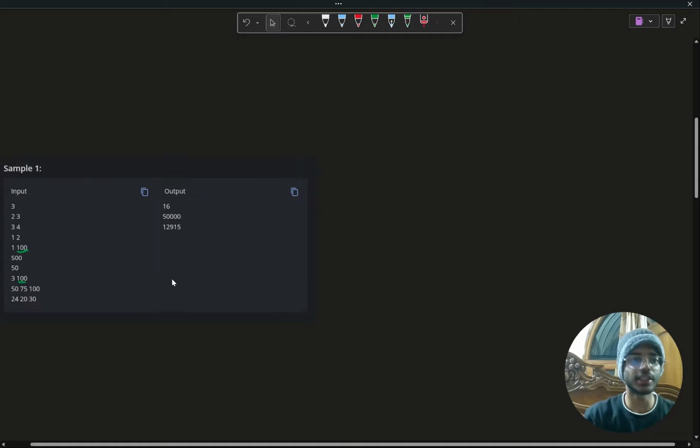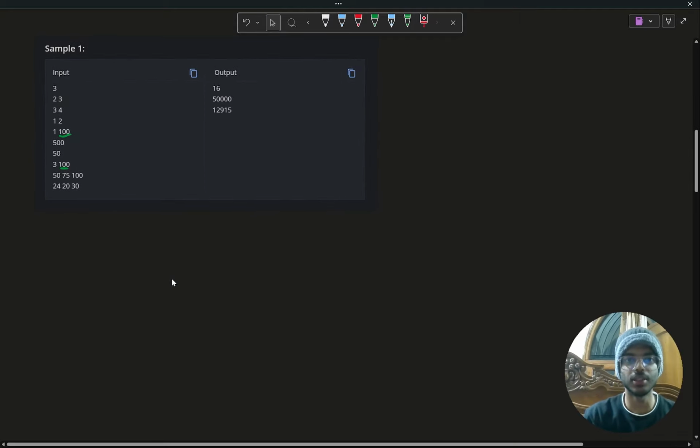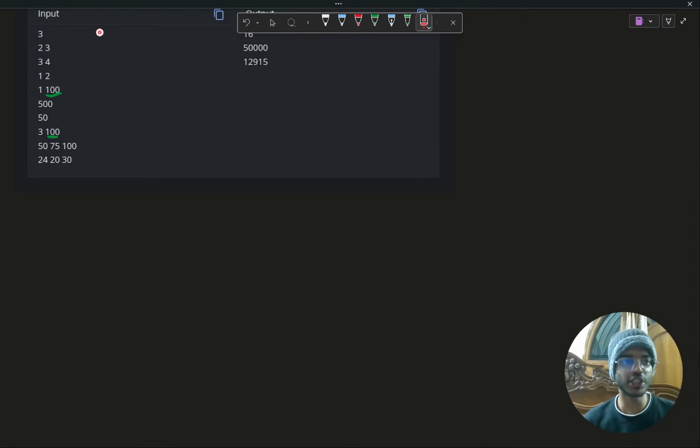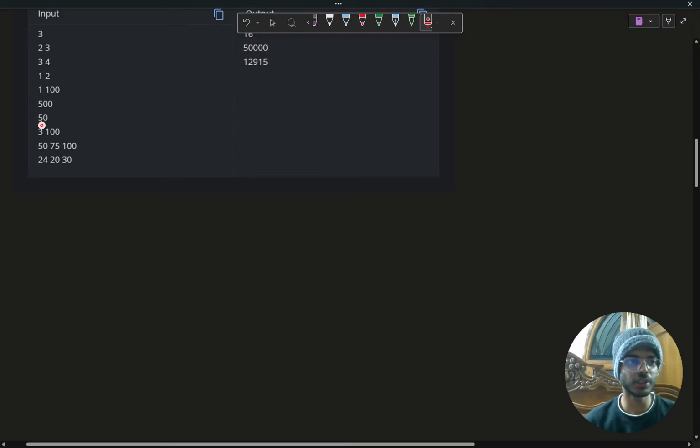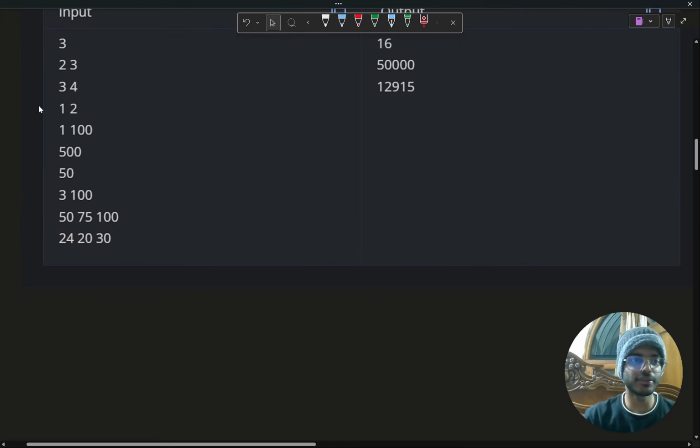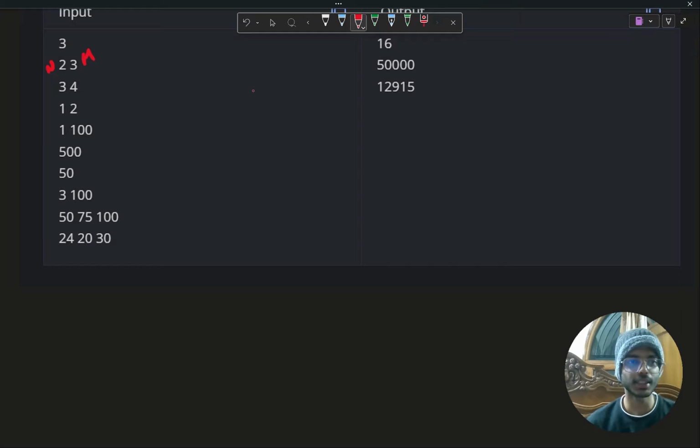Yeah, let's look at the test inputs once and then we'll look at the solution. Initially, let's look at the first input first. So we have n equal to 2 and m equal to 3. Now this is our array A and this is our array B.